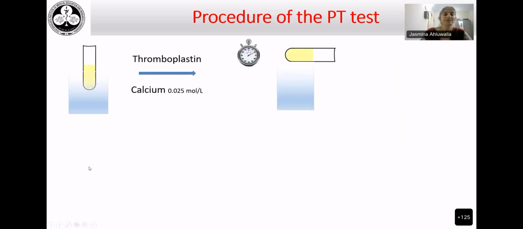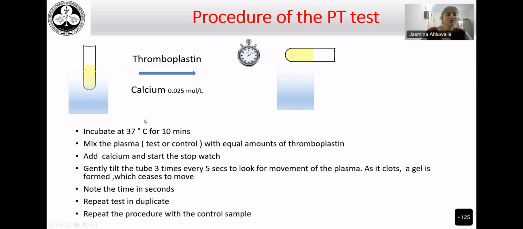So in the procedure of the test, we incubate the sample in a water bath at 37 degrees for 10 minutes. We need to do all tests at 37 because most of the coagulation factors are enzymes, so they act best at that temperature. Because when we collected the sample, we used a chelating agent to remove calcium, now we have to put the calcium back because calcium is required for the clotting reactions. We start the stop clock, and we take the tube out every 5 seconds and see when the clot is formed, which is when the plasma stops moving. The test is done in duplicate, and we must always do a control sample as well.